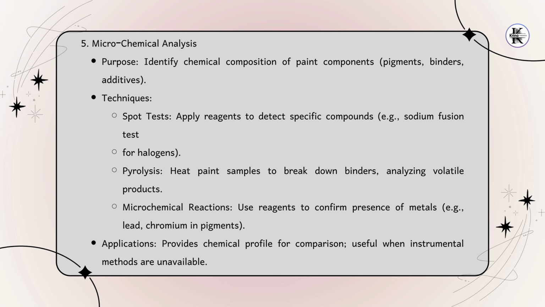Now, for more detailed analysis, microchemical tests are used. Microchemical analysis helps to identify pigments, binders, and additives. Techniques include spot tests, pyrolysis, and chemical reactions. These tests help to detect elements like lead or chromium. This provides a chemical profile of the paint.